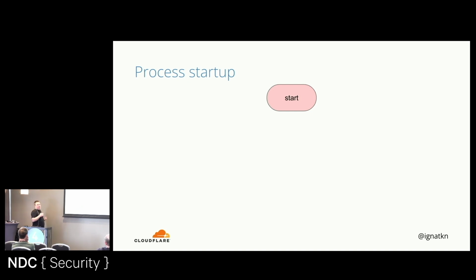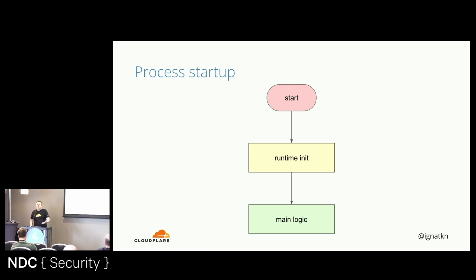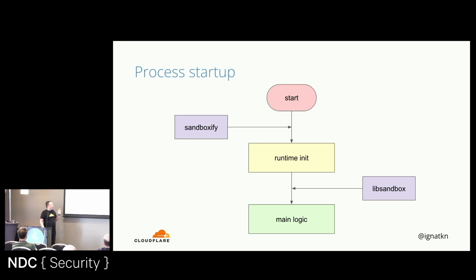And why is it important? So here's a 10,000 feet view of how any process starts on the operating system, regardless of the programming language. When you start an application, you usually have two phases. You have the runtime init, and even stuff written in C has the C runtime, Go runtime, Python, whatever. And then your main application logic kicks in, your business logic, right? So if you use the Sandboxify launcher, the seccomp policy would be enforced before the runtime init stage. But if you use the lib sandbox approach, the seccomp policy would be enforced after the runtime init.